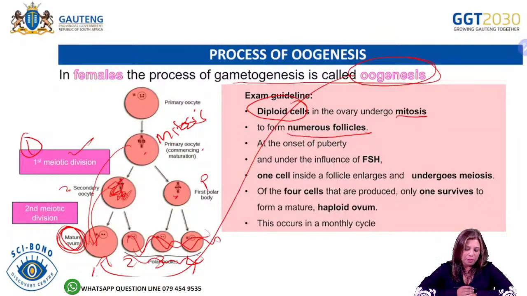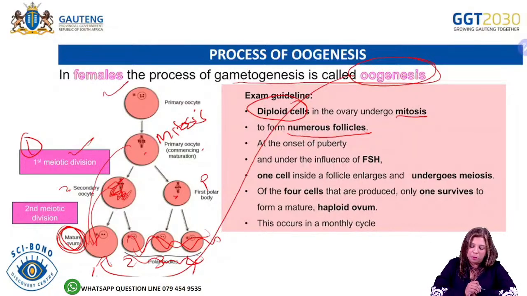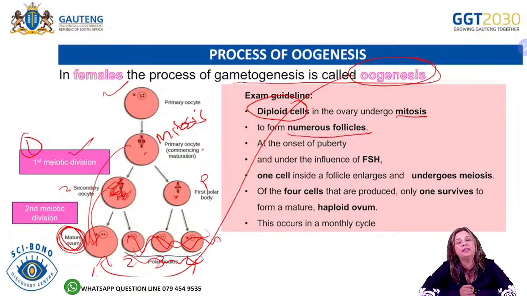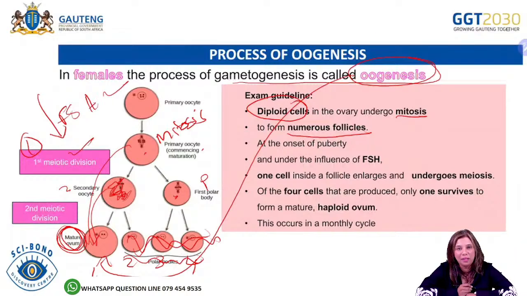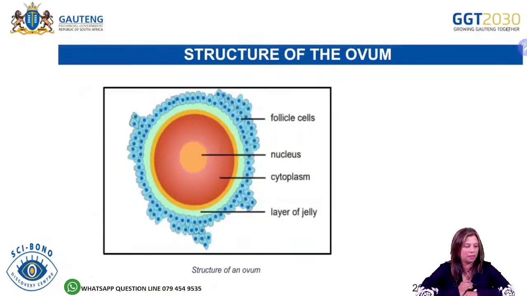Okay, so let us read through what they are saying here. Diploid cells in the ovary undergo mitosis, that happens there, and they produce numerous follicles on the onset of puberty under the influence of follicle stimulating hormones. So we need to know that follicle stimulating hormone, FSH, plays an important role here. Okay, and that's how we get a haploid ovum forming from a diploid cell which was originally found in the ovary. So let's look at the structure of the ovum.